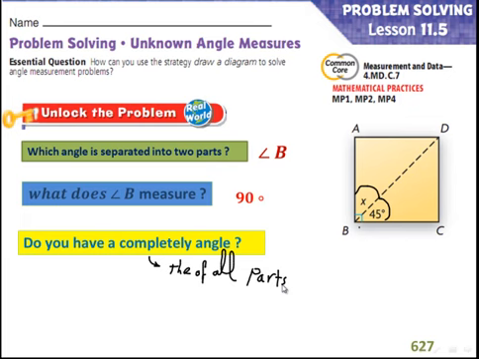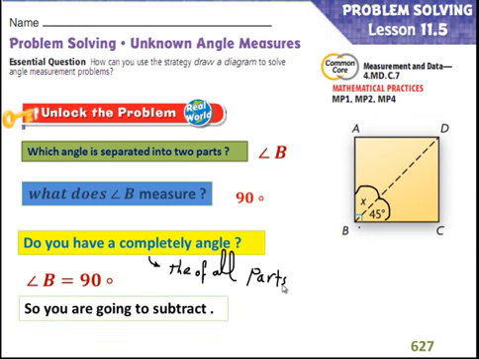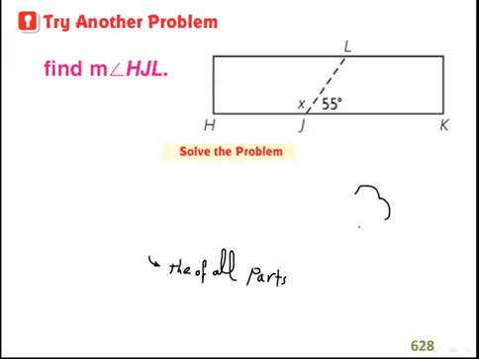Now, what should I do, teacher? What is required? The required is the measure of angle X, the measure of the next part. What should I do to get the missing measure? You should subtract: 90 degrees minus 45 degrees. So you will get the last part, the second angle, which measures 45 degrees. I hope all of you understood this part. So let's go to the next part.